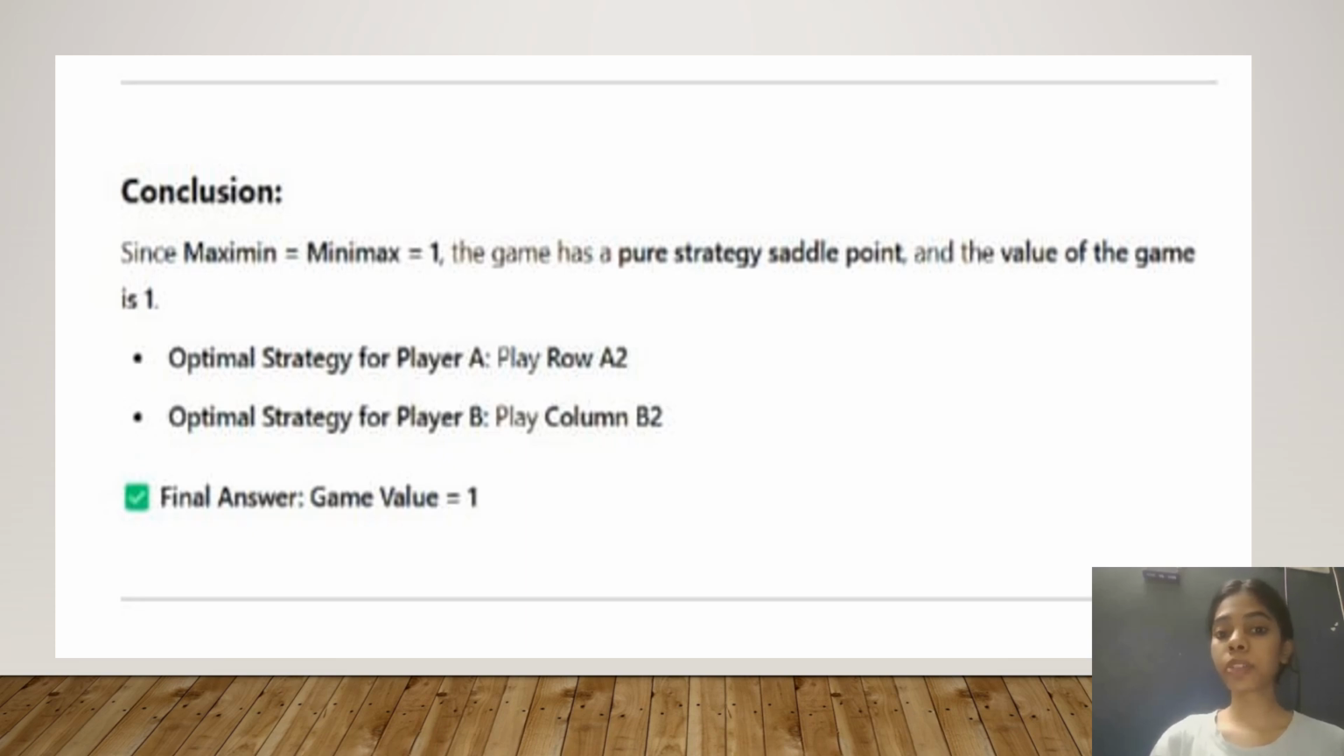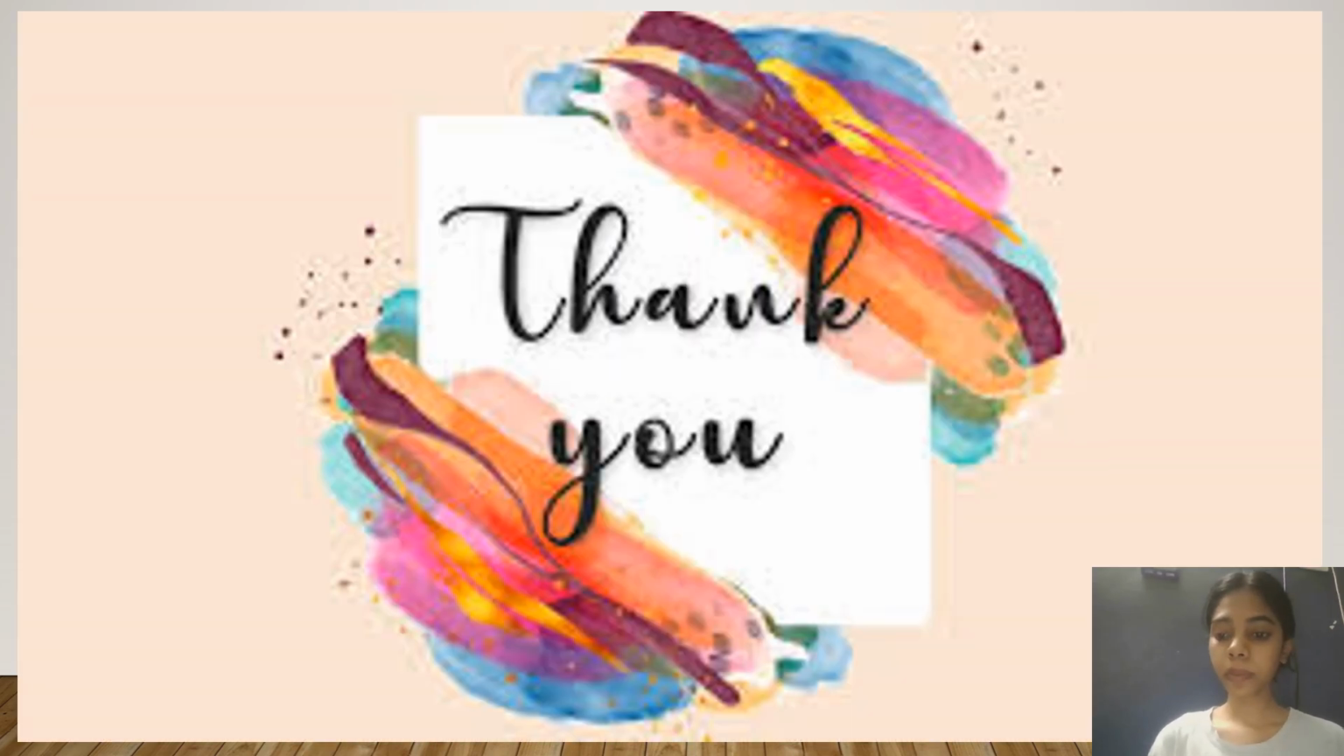the game has a pure strategy saddle point. The value of the game is 1. The optimal strategy for player A is to play row A2, and the optimal strategy for player B is to play column B2. As we have seen, the minimax and maximin are both 1. The final answer of our problem is 1, and the game value is also 1.